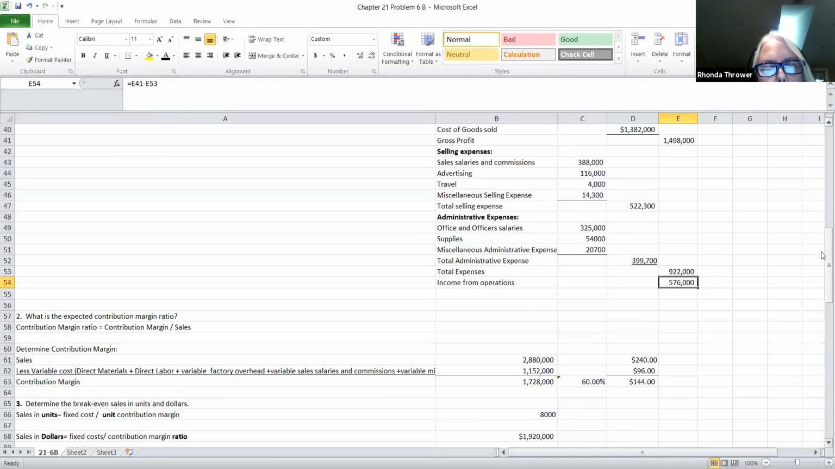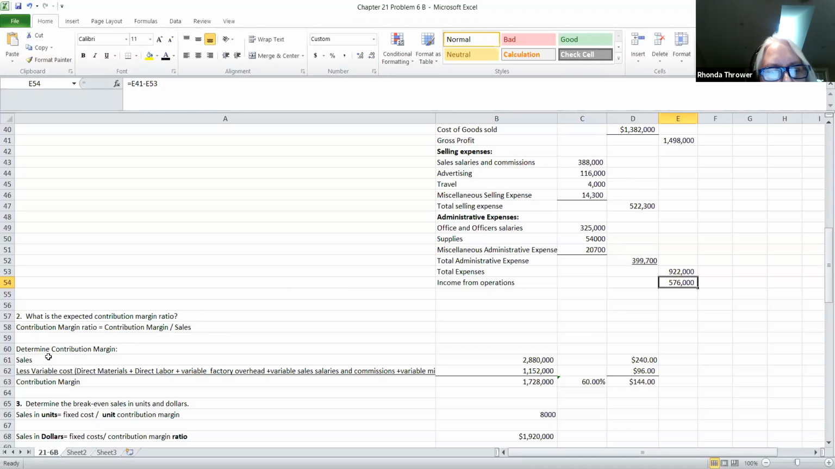In the second part of this problem, they want you to compute the contribution margin ratio. And it's based on the expected or the budgeted amounts that they came up with here. To determine the contribution margin ratio, you're going to take your contribution margin and divide it by sales.